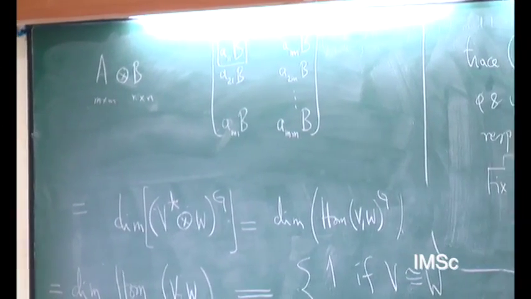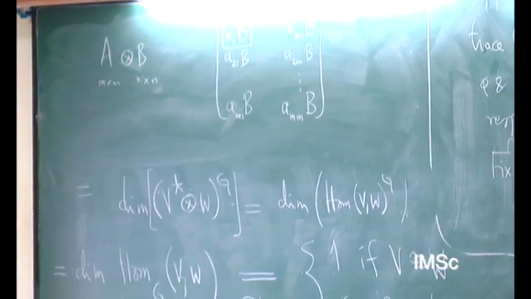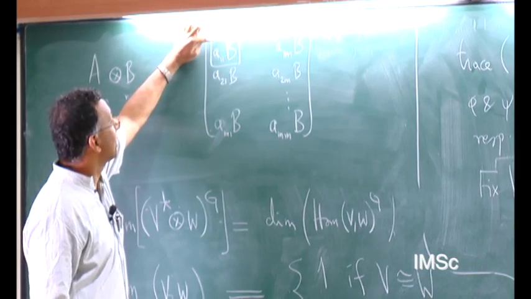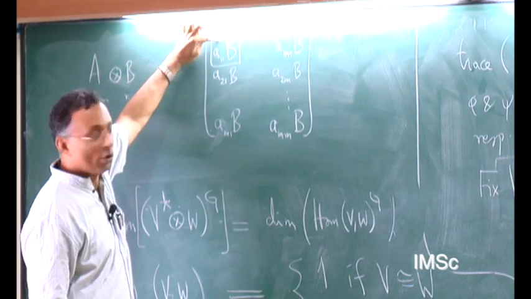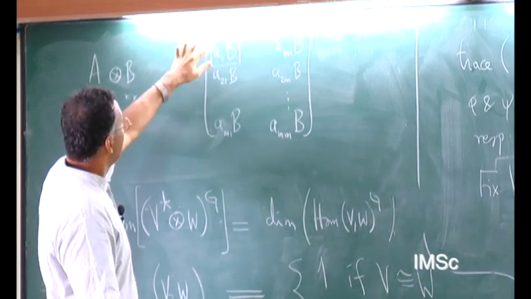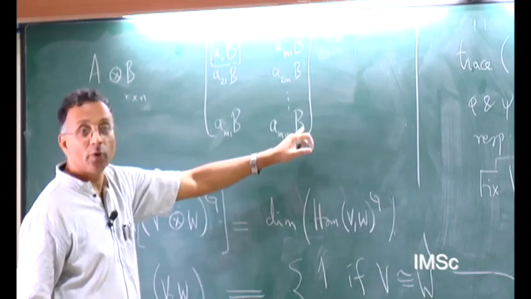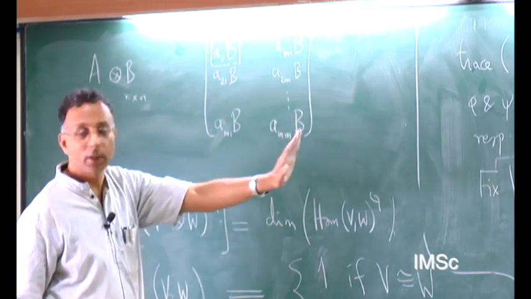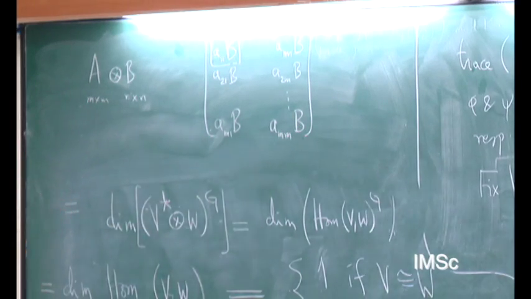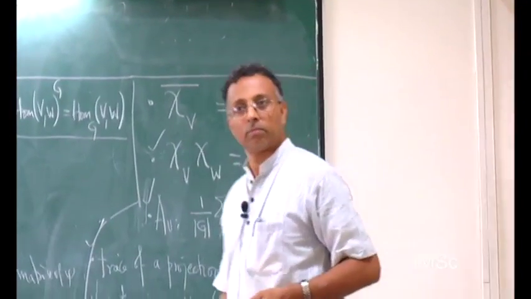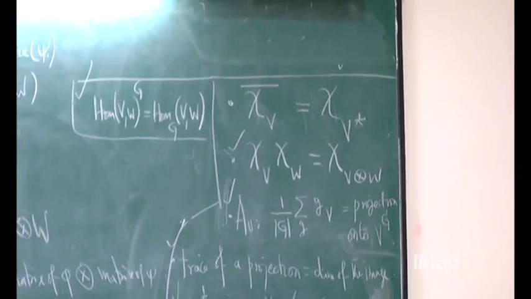But what is the trace of this? Well, A11 B11 is a diagonal element, here A11 B22, and so on. So here the trace is A11 times the trace of B. Here it is Amm times the trace of B. You take the trace of B common and you get the trace of A times the trace of B. So this is just a mere calculation. Correct?